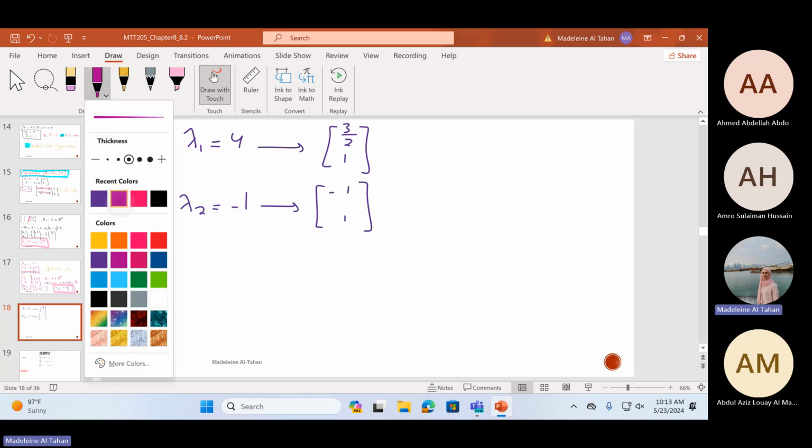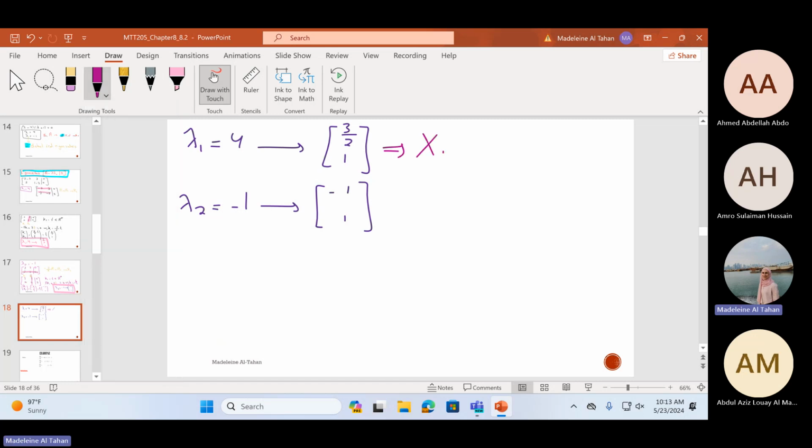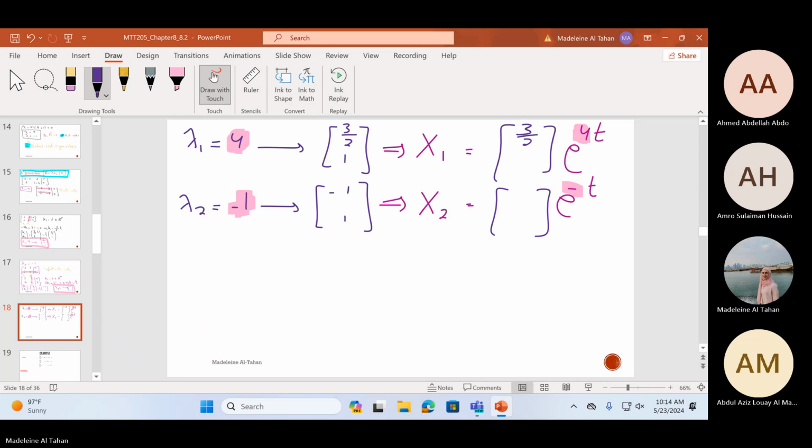How many independent solutions should we get, Miss? This one will give us x1, and this one will give us x2. Remember, here we put e to the power 4t, and here we will put e to the power negative t. From where? From these things, okay? And what do we put here, Miss? The eigenvector. What's the eigenvector here? Negative 1, 1. Okay, Miss?